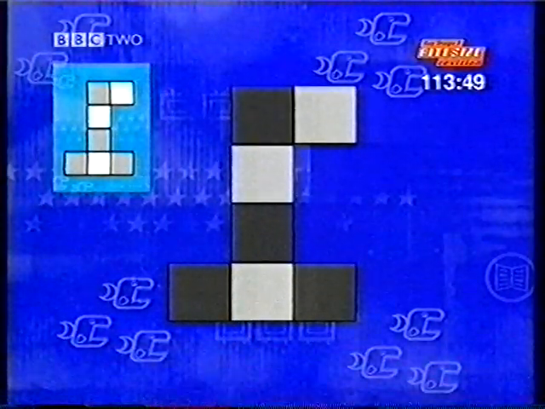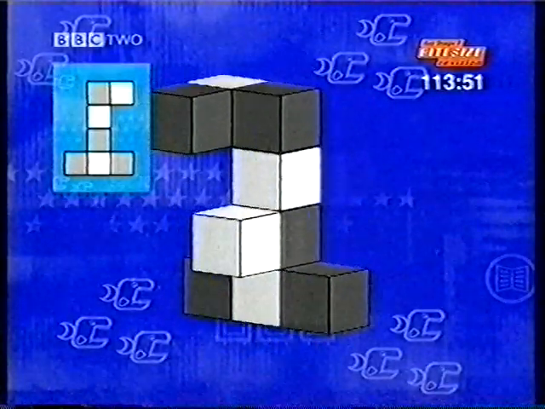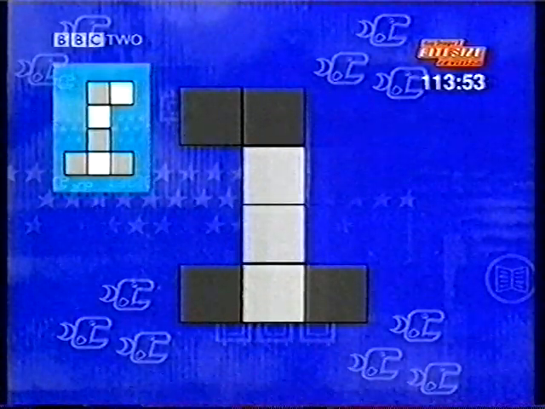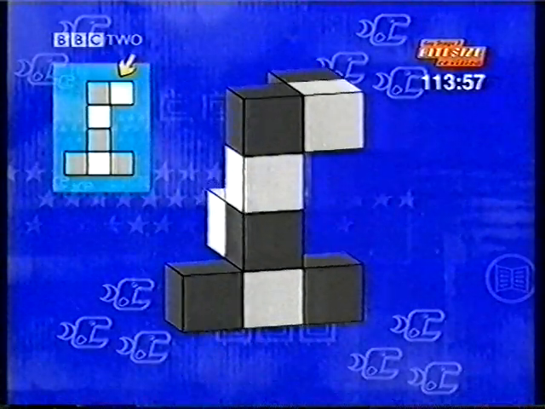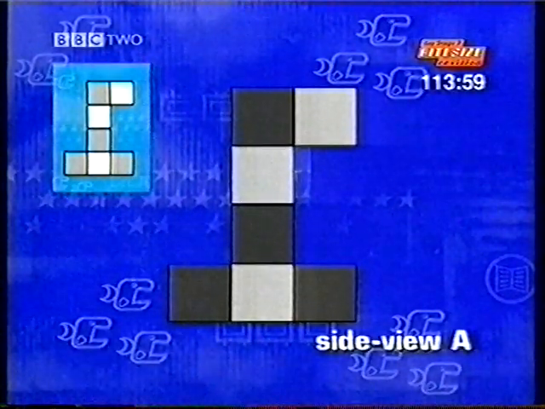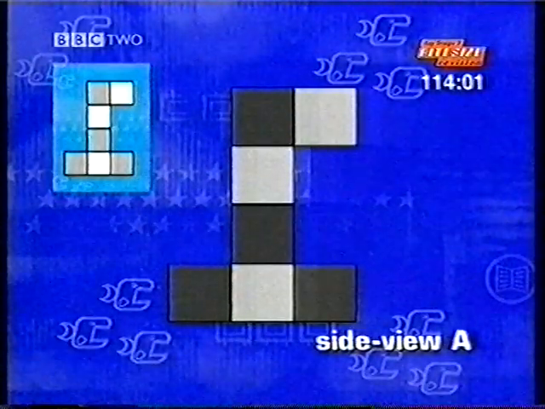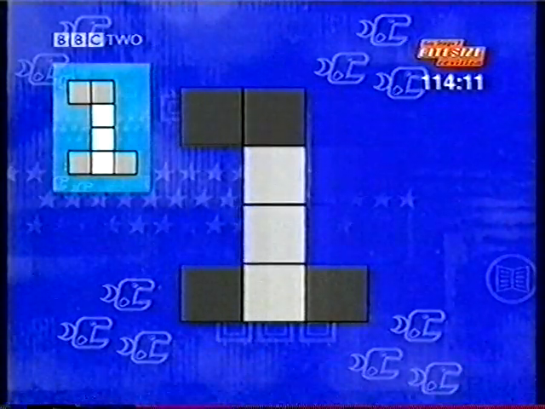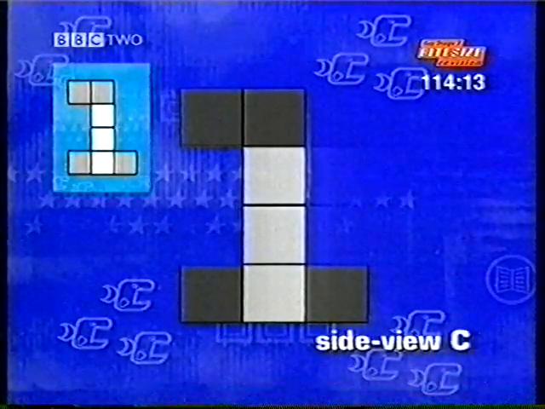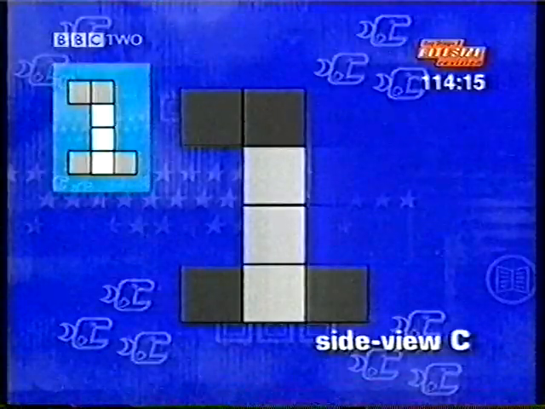This drawing is side view A or side view C. It has a grey square and a white square at the top, so it must be side view A. This drawing is another F shape, so it must be side view D. That means that this drawing must be side view C. OK, on to part B.